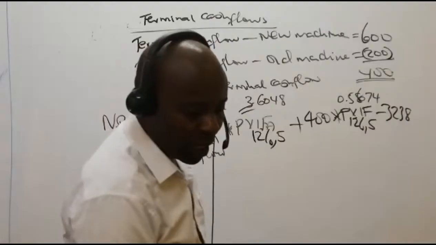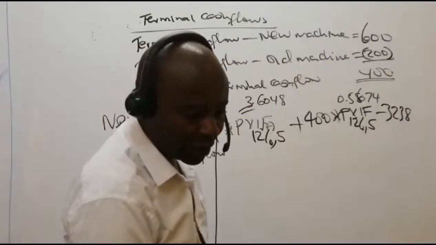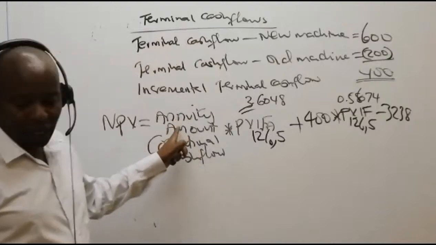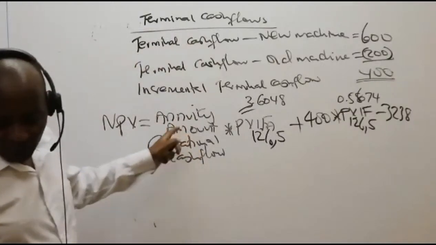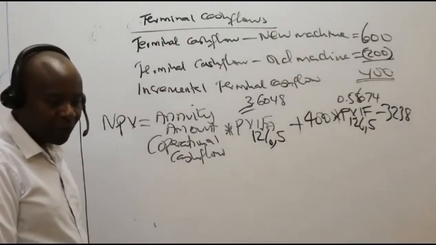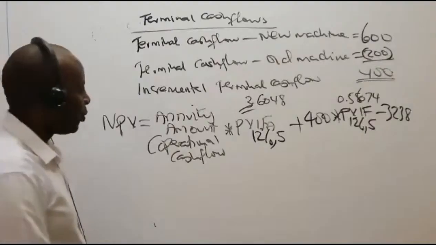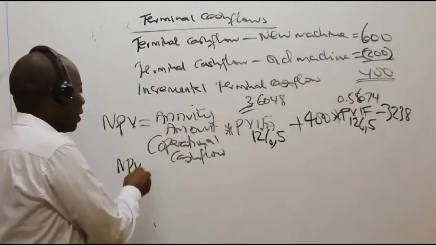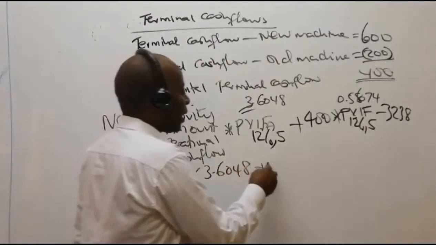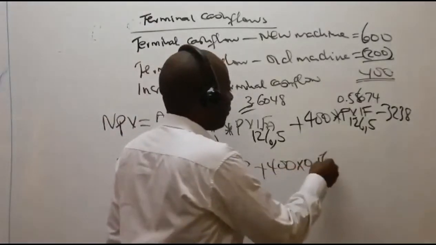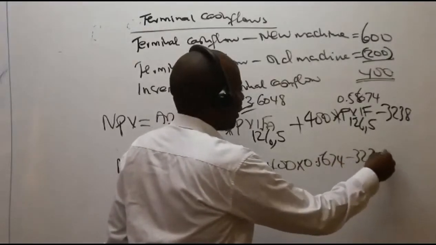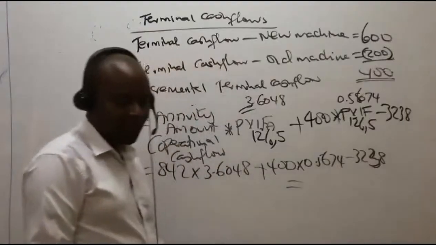There is one thing that you never reminded me: this annuity amount. What do we have? Thank you very much, MK. 842. So then the NPV here will be 842 times 3.6048 plus 400 times 0.5674 minus 3238.